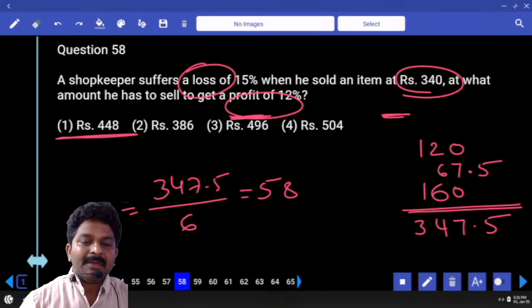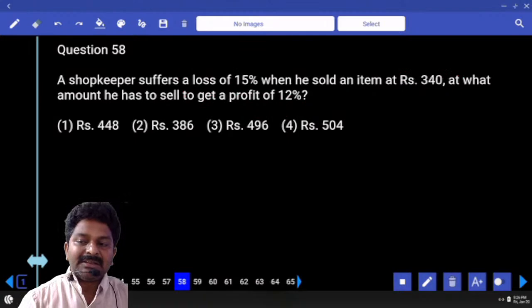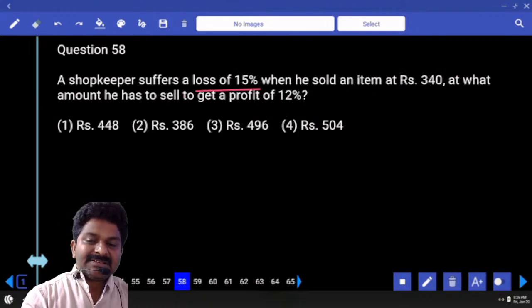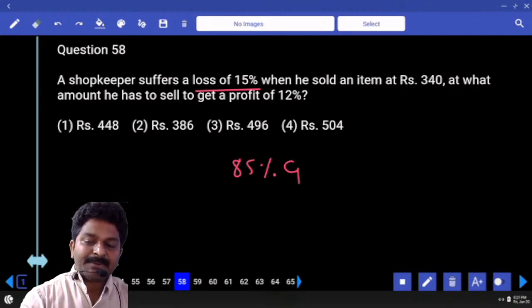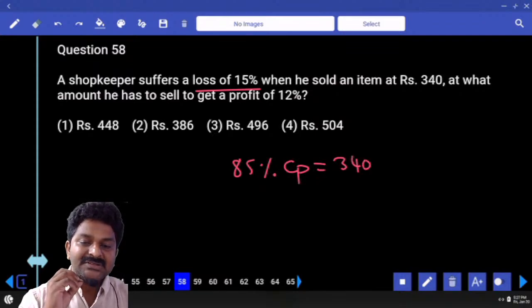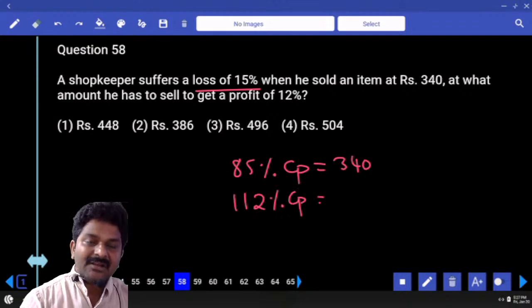A shopkeeper suffers a loss of 15% when he sold an article at 340. If there is a loss of 15%, selling price is equal to 85% of the cost price only, which is equal to 340. At what amount he has to sell to get a profit of 12%? Then we need to sell the item at 112% of the cost price.